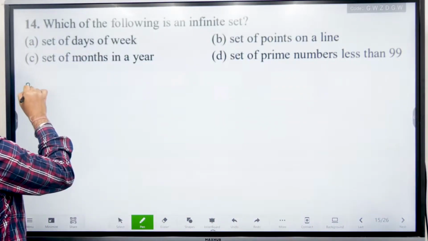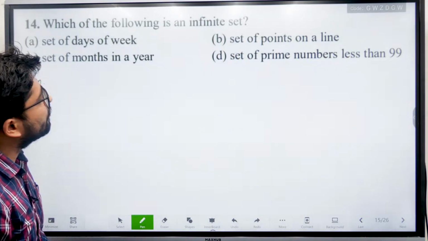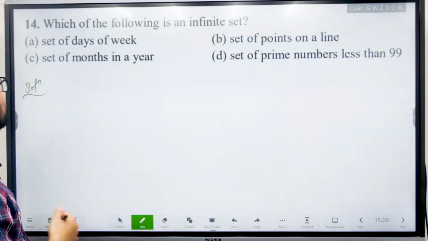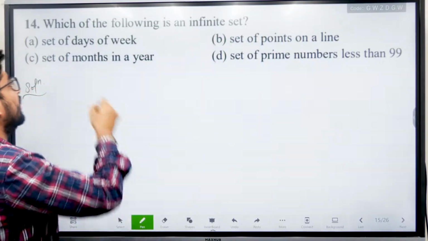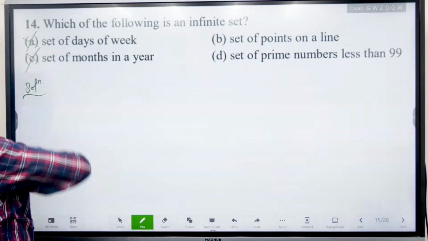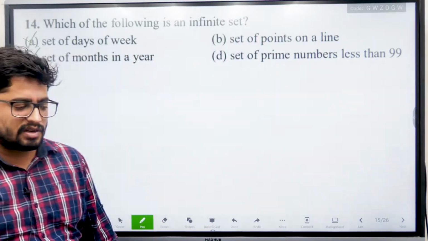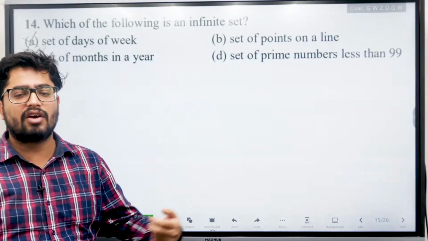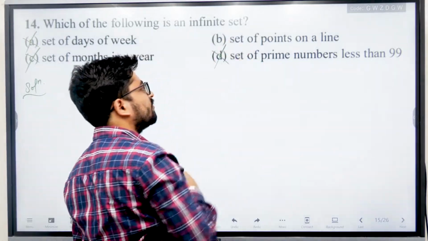Next question is, which of the following is an infinite set? Okay, infinite set. Set of days of week. Obviously this is not infinite, having a finite number of elements. Set of months in a year, finite number of elements. Set of prime numbers less than 99. We have a finite number of prime numbers before 99. So this is not an infinite set.